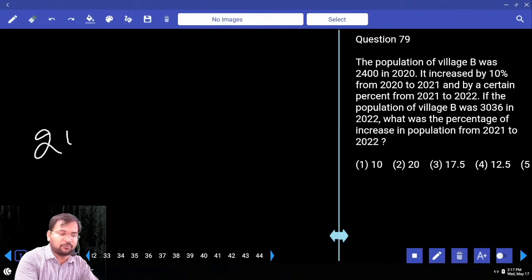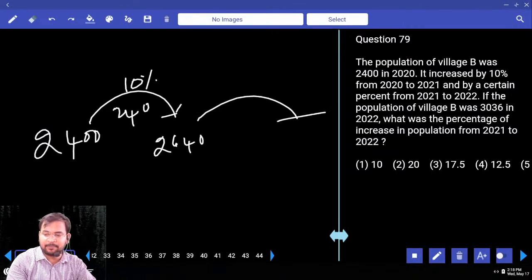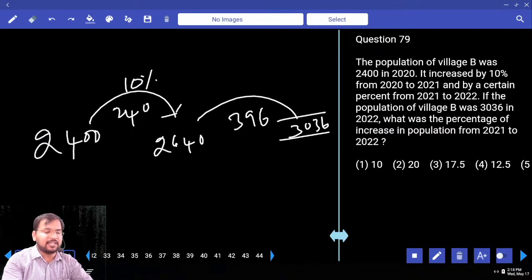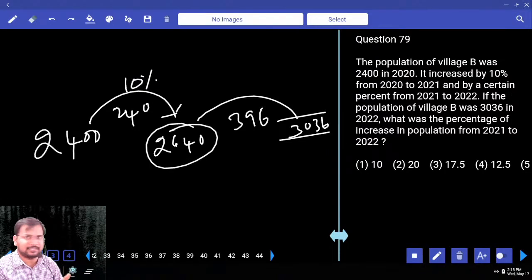2020 is how much? 2400. Increases by how much? 10%. 10% is nothing but 240. It becomes 2640. But finally it becomes 3036. The difference is how much? 396. For 3000 this is 360 less, for 3000 this is 36 more. 360 plus 36 is 396. Are you clear?